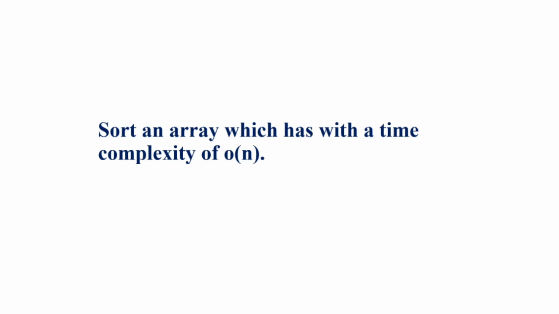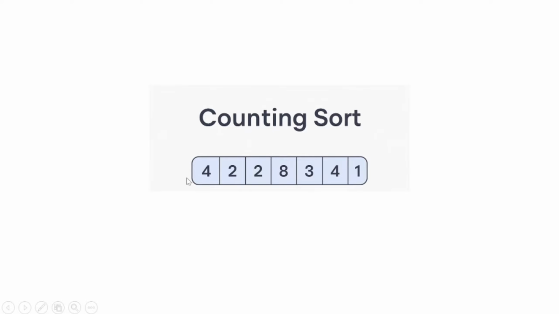So here I am suggesting an approach called counting sort. For example, this is the array you are having and you have to sort this array with O(n) complexity. Then we can use this technique. In this technique, firstly, in this array, you have to find the maximum value. So if you see here, 8 is the maximum value.